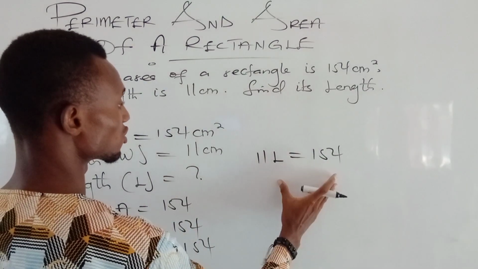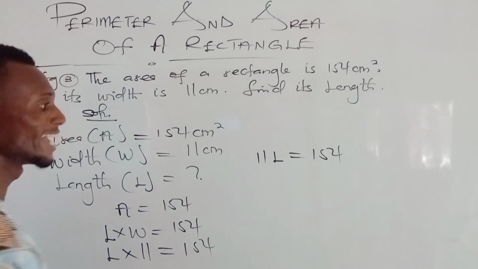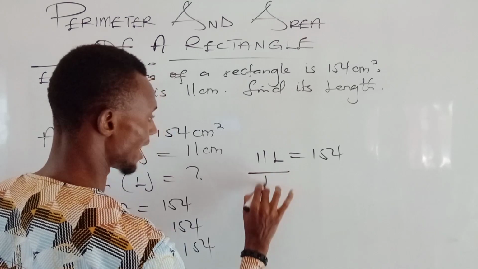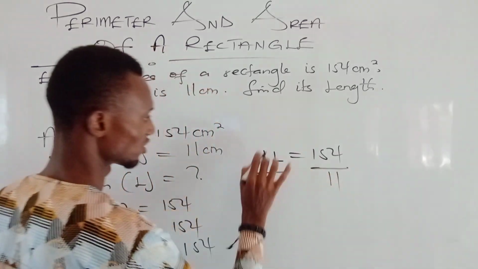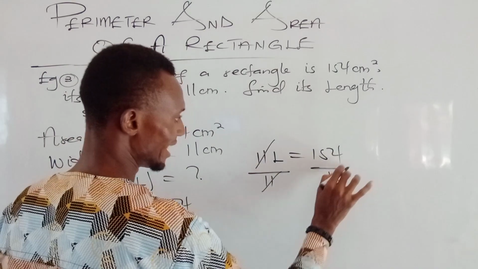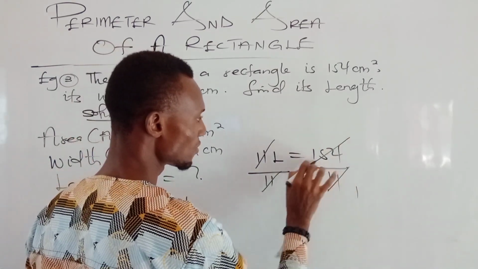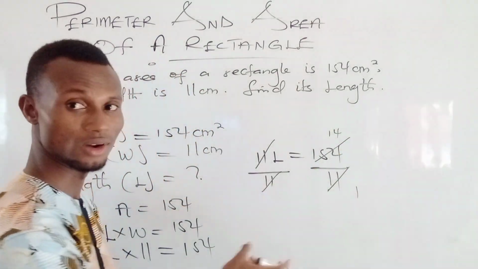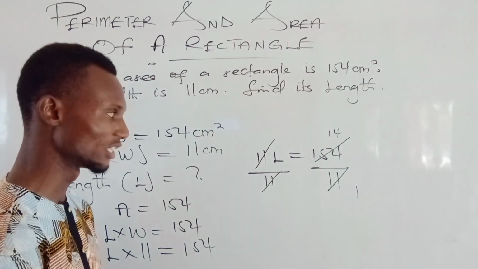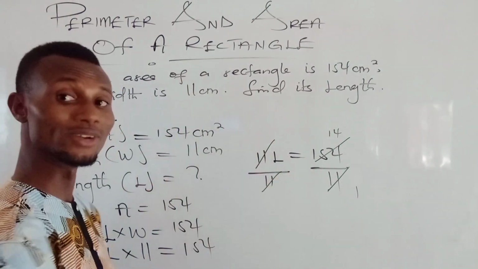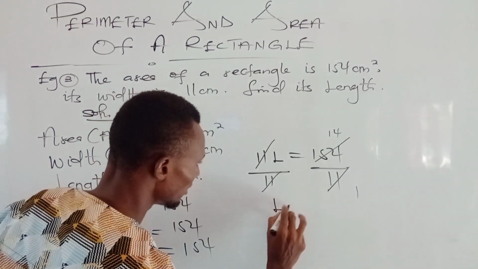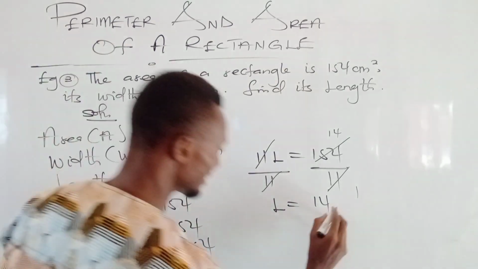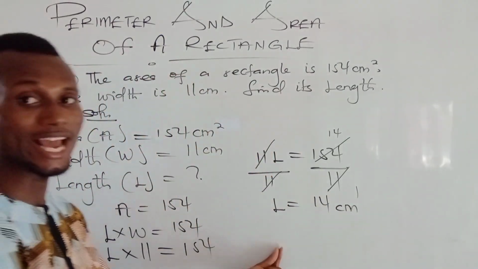Now to solve for L, we just need to divide through by the coefficient of the L, which is 11. So I'll divide here by 11 and here also by 11, so that this 11 and this 11 cancel away. 11 goes here 1, then 11 goes into the 154 14 times. If you do your long division, you realize that 11 goes into the 154 14 times. So I have my L equals to 14. Now you bring your units, so 14 centimeter.